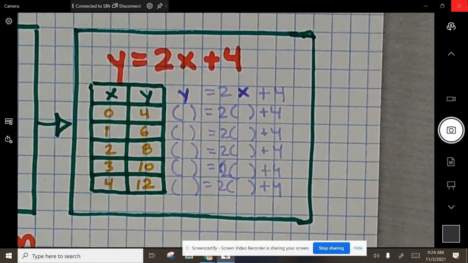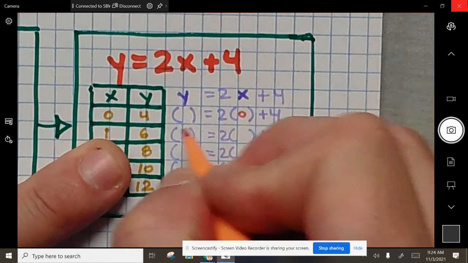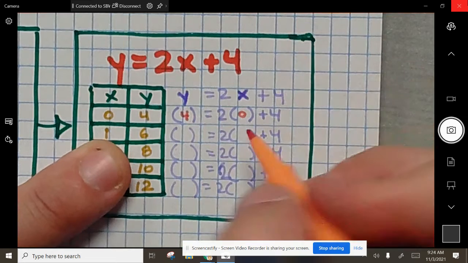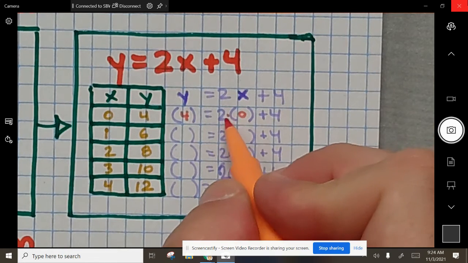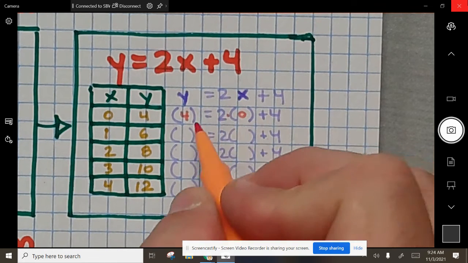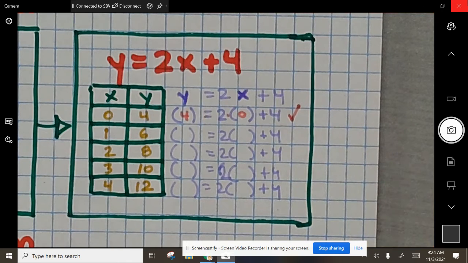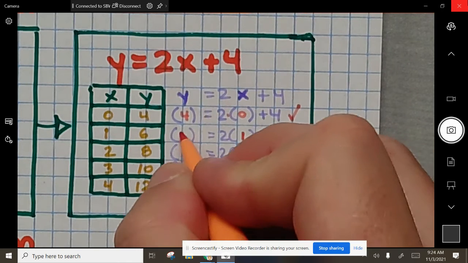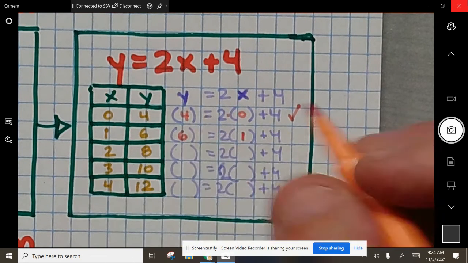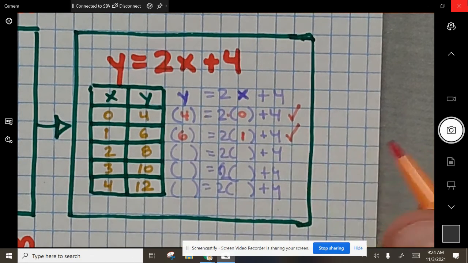So plugging them in. 0 is my x. Y is my 4. Does 2 times 0 is 0 plus 4? Does 4 equal 2 times 0 plus 4? Yep. What about this one? 1 goes here. 6 goes here. Remember, this is your x and your y. We already did this one. We know it checks out.